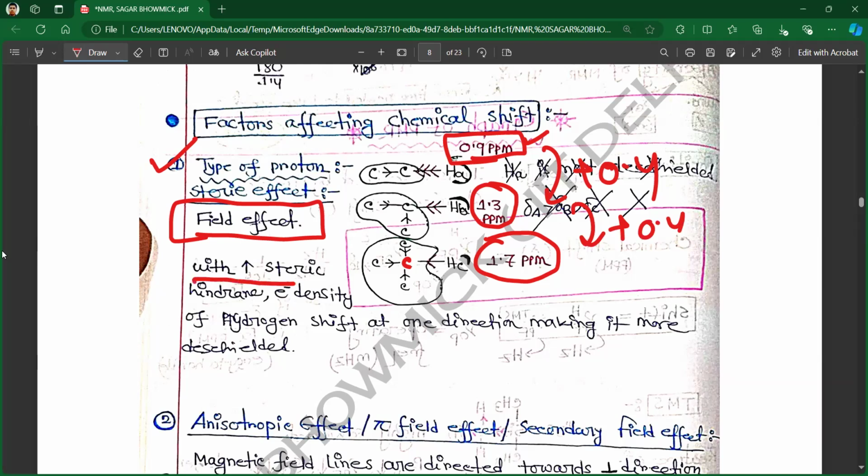With increasing steric hindrance, the electron density of hydrogen shifts in one direction, making it more deshielded, right? The more electron density, the more it will repel the electrons, so the electron density will shrink to this side. So now more of the portion is vacant. If we put an external magnetic field, it will reach more to the nucleus, so the nucleus will have precession more frequently, so the precessional frequency will be higher. The higher the precessional frequency, the higher the delta. Easy.